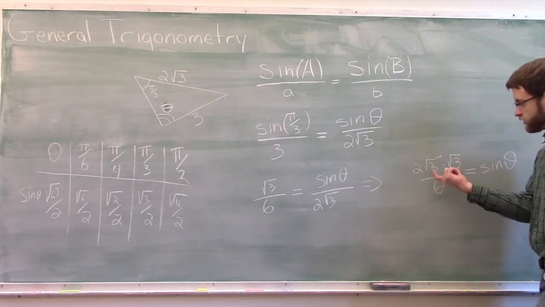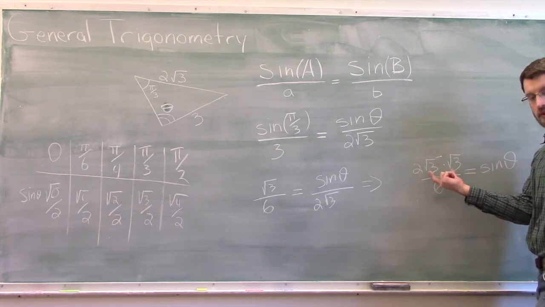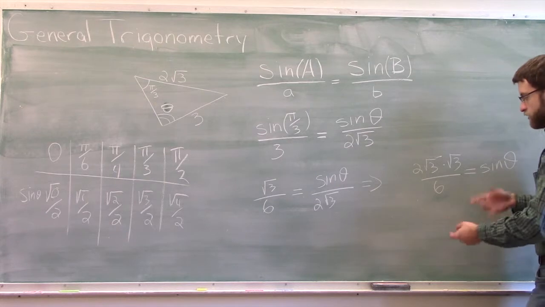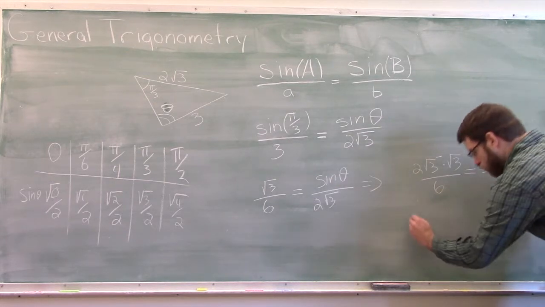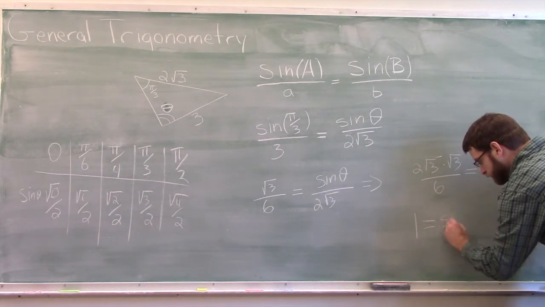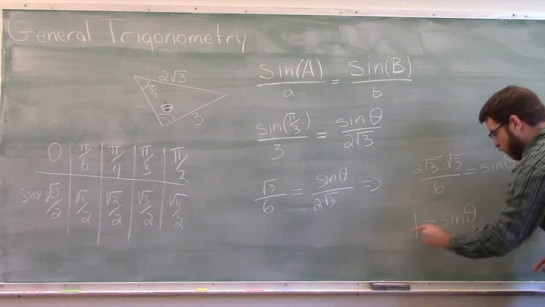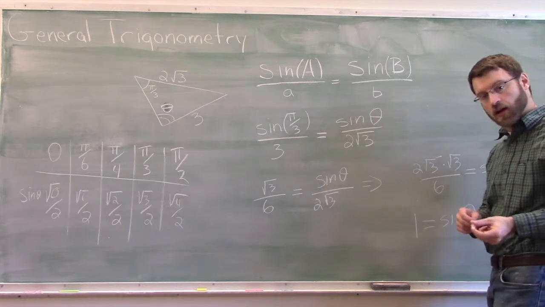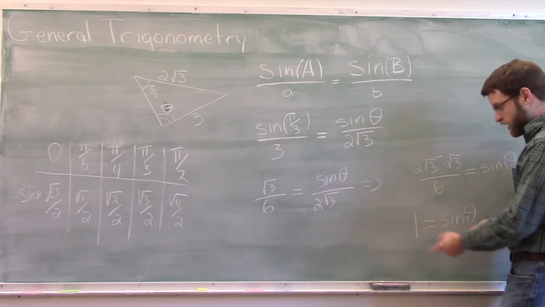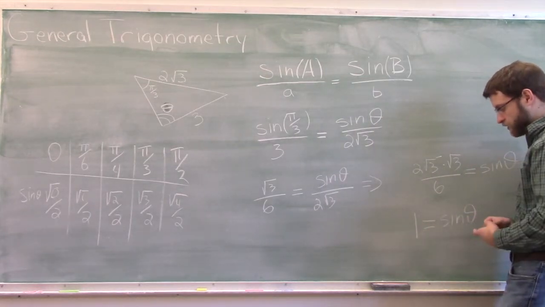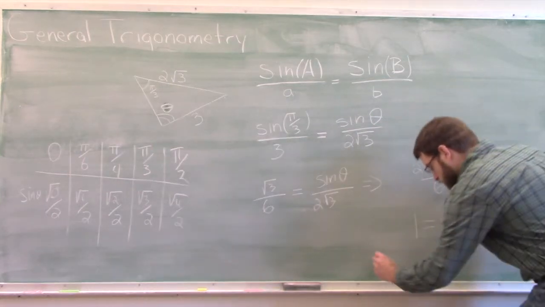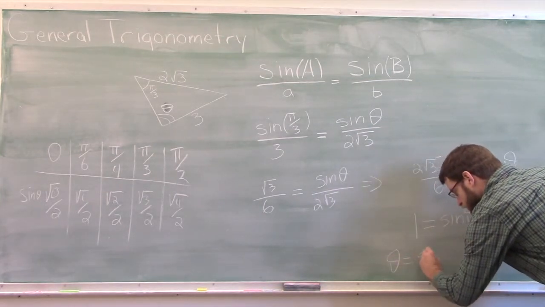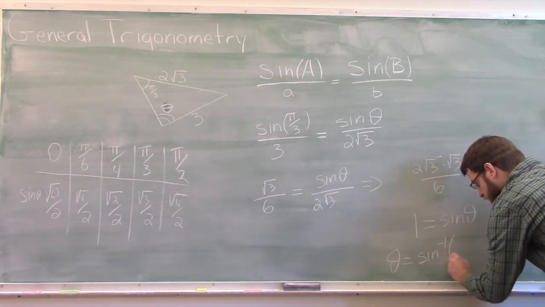Let's simplify this. The square root of 3 multiplied by the square root of 3 is just 3, and 2 times that is 2 times 3, which is 6. 6 over 6 is 1. So we get the equation 1 is equal to the sine of theta. If we want to solve that for theta, we need to take the inverse sine or the arc sine of both sides of this equation. So the answer, the angle that we're looking for, is the inverse sine of 1.